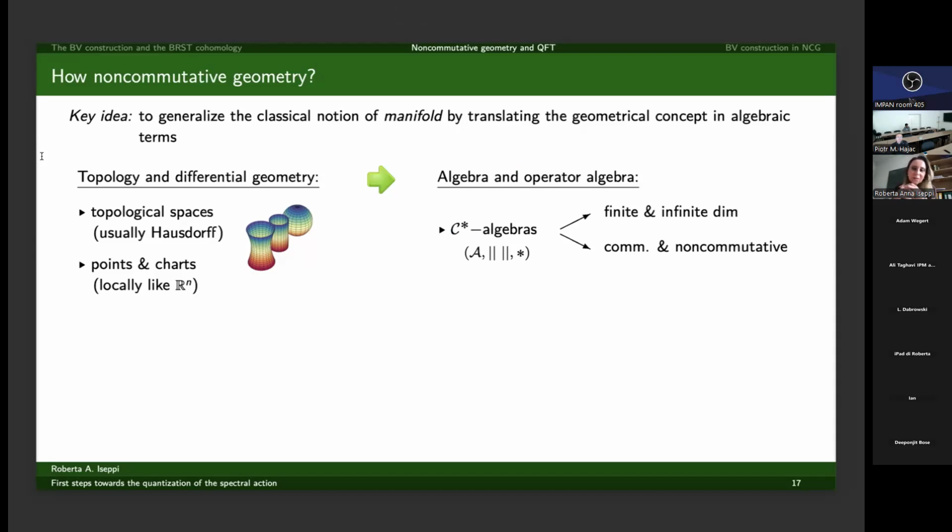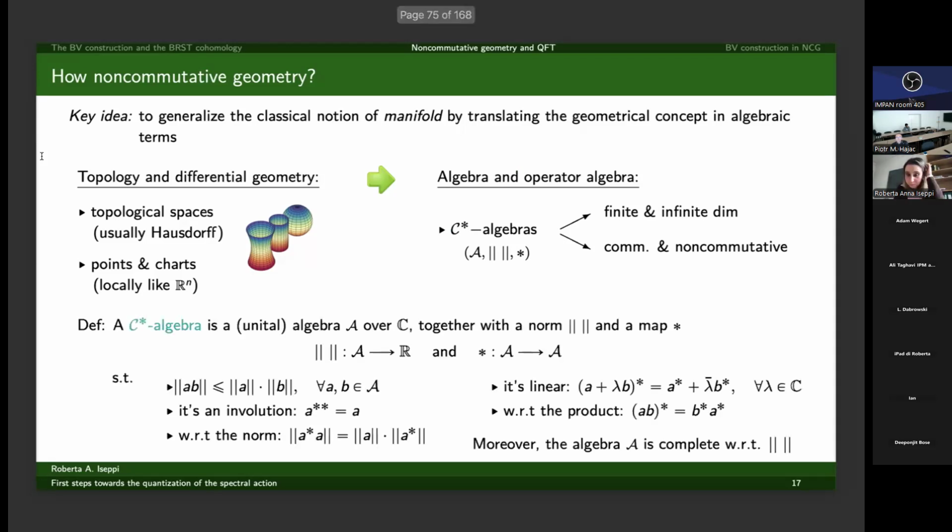And this is why I was saying that it can be seen as a unifying framework for the finite non-commutative and infinite commutative cases, because of course C*-algebras can have these different natures. I don't know whether there were students or not, so I thought it doesn't hurt to just recall the definition of C*-algebra, but it's nothing more than that.